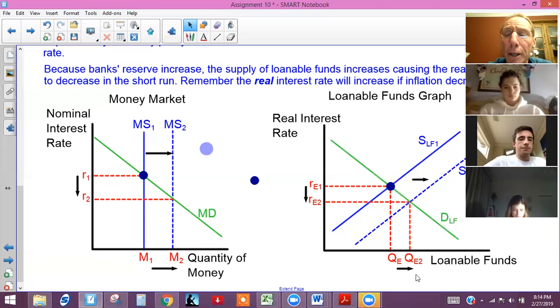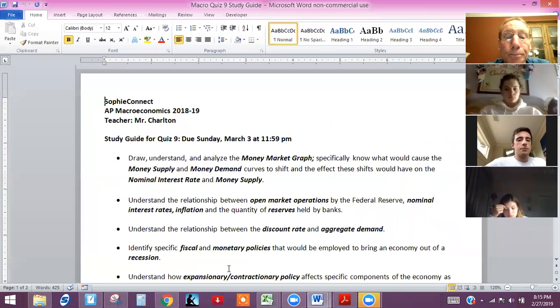And it probably is going to increase the supply of loanable funds as well, because the banks are going to now have more in their reserves. And so they'll have more money over their required reserves to be able to loan out. So these graphs are very related, okay, but different.